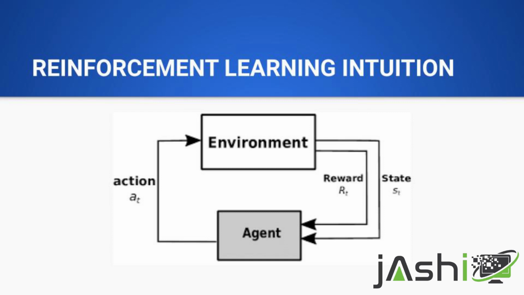It provides the agent with the observation based on which the agent takes action and gets a reward for its action. The environment changes the state of the agent based on the action taken by the agent. Our agent's goal is to find a set of actions that would maximize its overall reward.